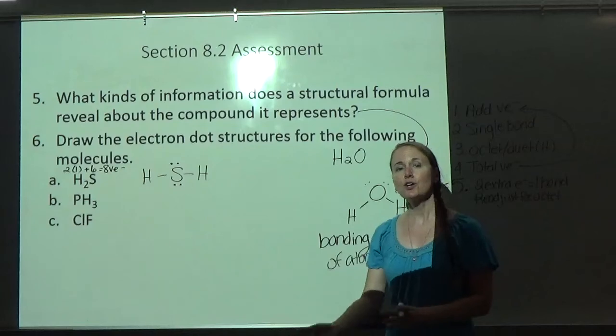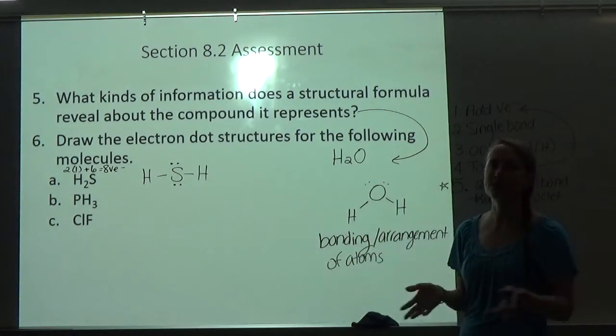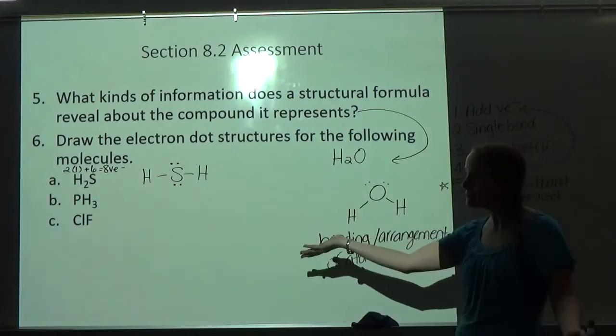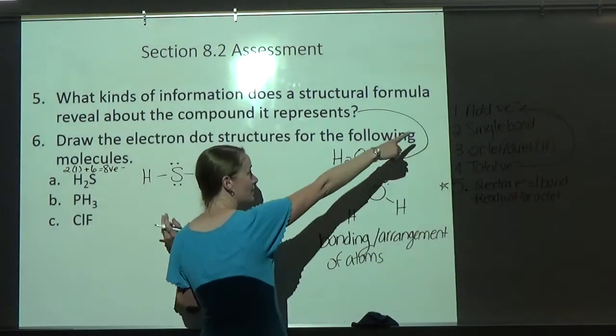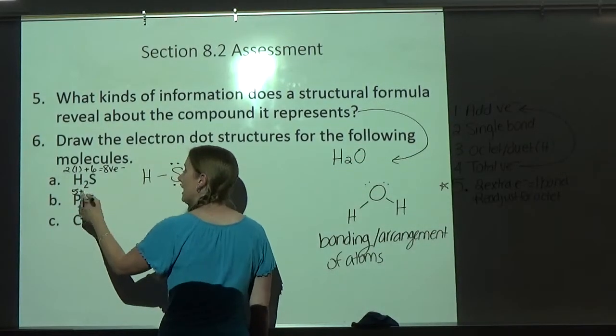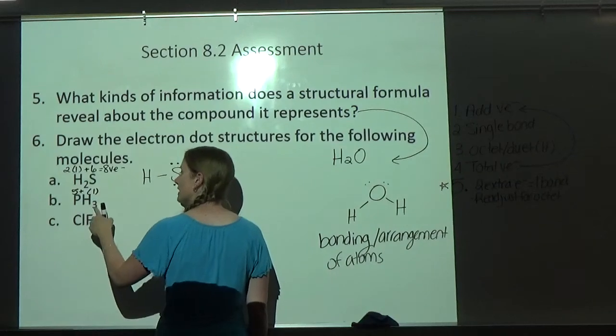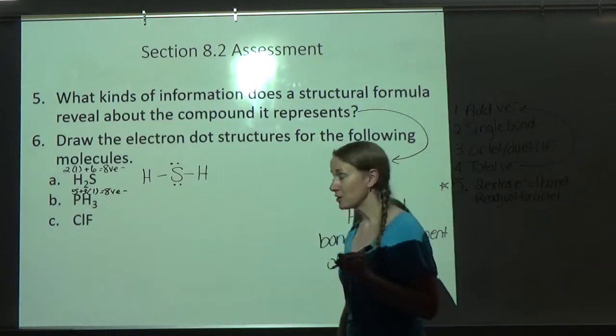Okay, now even though we learned the harder ones, not all of them are harder ones where you have exceptions and charges and resonance structures. Some of them are just simple. All right, so next we have PH3. First I'm going to add my valence. P is in group 15, so it has 5 valence. H is in group 1, so it has 1 valence, but I'm going to multiply it by 3. So it also has 8 valence electrons.